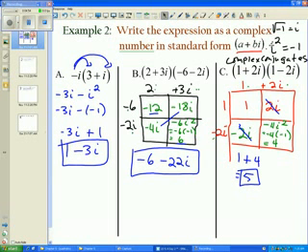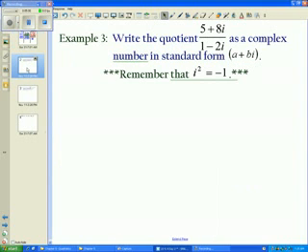That's multiplying. Day 2, seeing multiplying for the second time. Let's look at division. Write the quotient 5 plus 8i divided by 1 minus 2i as a complex number in standard form. Again, remembering that i squared is negative 1. When we did this over the weekend, recall that 5 plus 8i over 1 minus 2i, I don't want a complex or imaginary number in my denominator. I need to get rid of this 1 minus 2i. How am I going to do that?